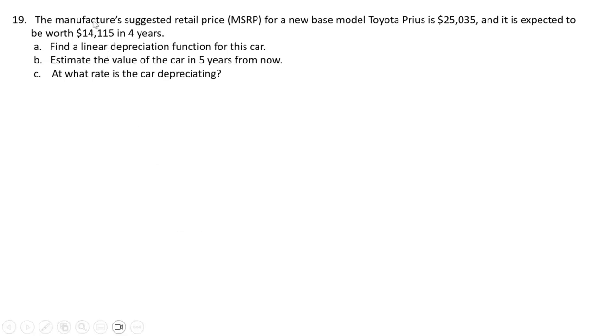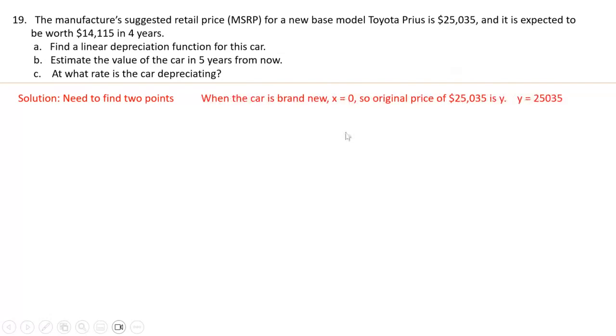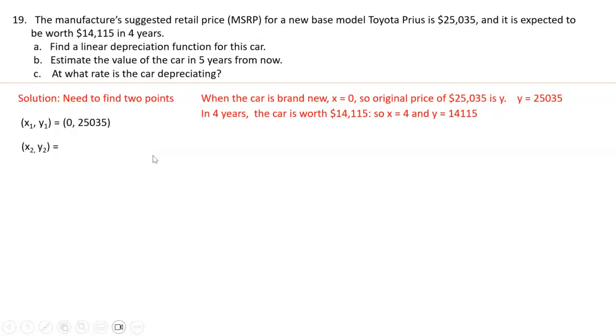So from the word problem, we have to come up with 2 points. The first point is going to be 0 and 25,035. Why? Because when the car is brand new, it hasn't been driven yet, so no time has passed. So that's why my X is 0, and the original price is 25,035. So then the X is 0 and my Y is 25,035. So this is my first point. Now my second point is going to be 4 for the X and 14,115 for the Y. So that's my second point.